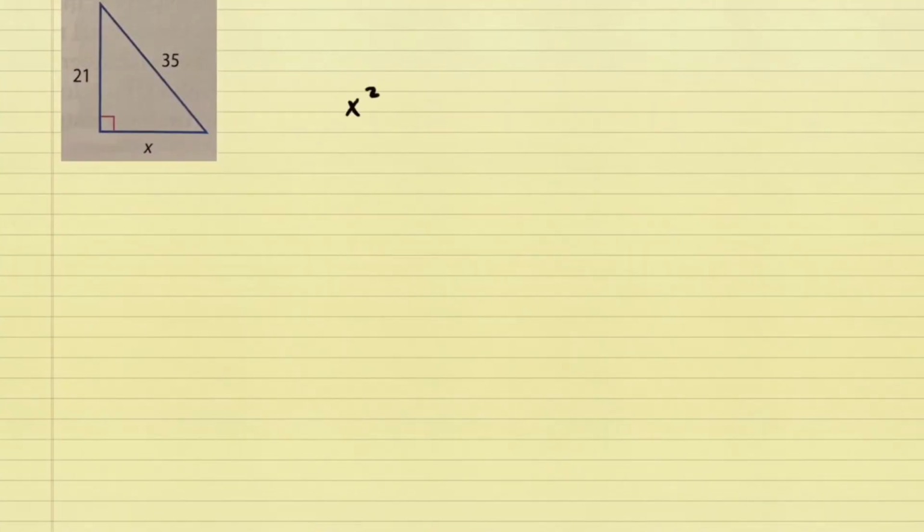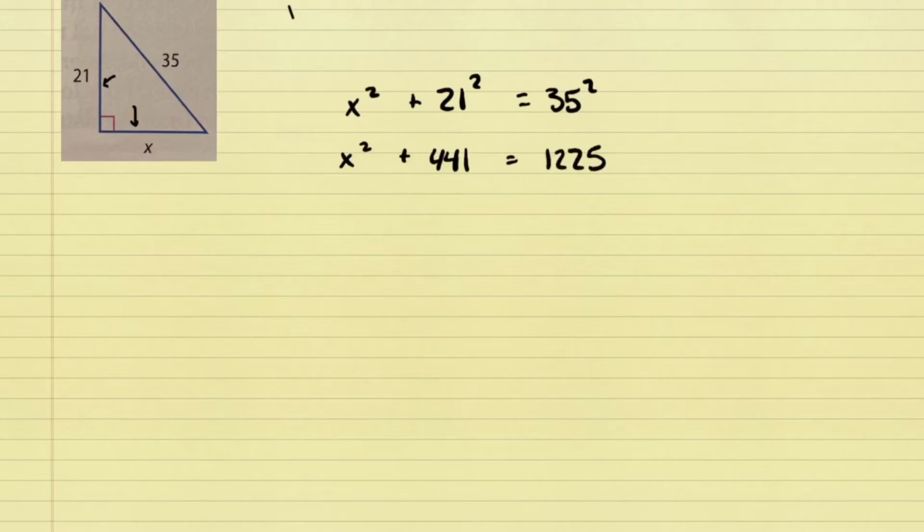We have a squared plus b squared equals c squared. Now, how I know that this is the case in this particular problem is because my a and b have to touch the 90. This is my a and b in this particular problem. So 21 squared, that's going to be 441. And 35 squared, that's 1225. All right, we're going to subtract that over.